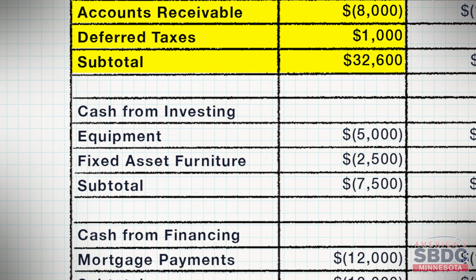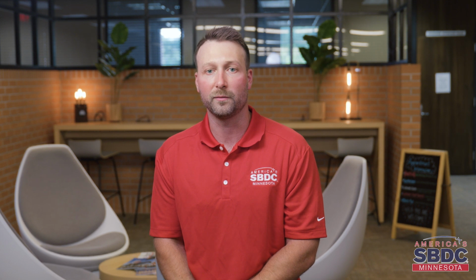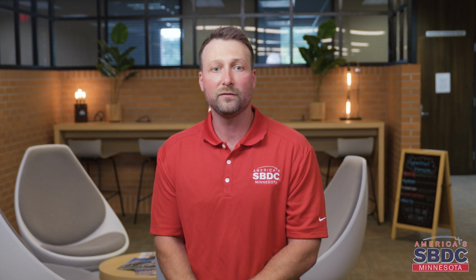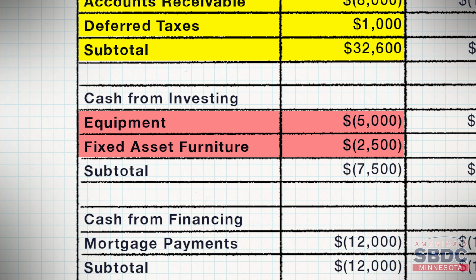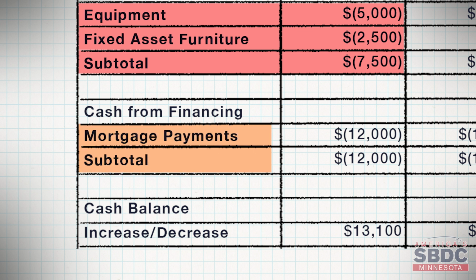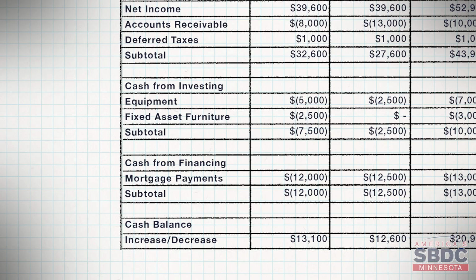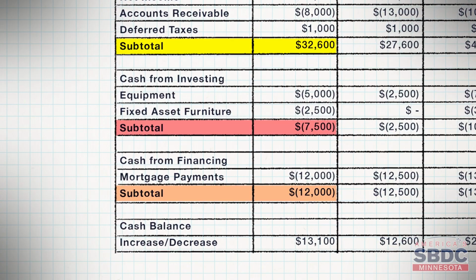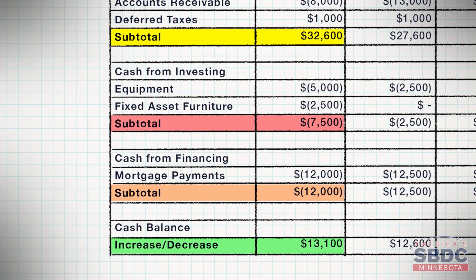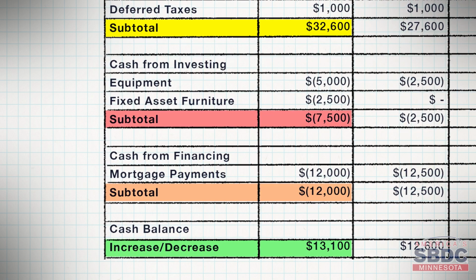The cash for investing for year-end 2020 came in form of equipment at $5,000 and fixed assets, furniture, at $2,500. This means that you went out and purchased some equipment and furniture for the business to help with operations. These investments will be depreciable. The total you spent in cash for investing was $7,500. Now, the cash from financing section holds your mortgage payments of $12,000. This can include many different categories that you may finance, maybe even equipment, but mortgage payments were something that you will likely have. When you add up these sections, you get a total increase in cash of $13,100 for the year end 2020, which means the business has a positive cash flow.